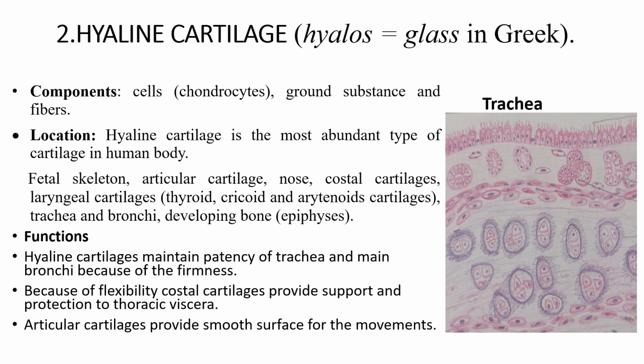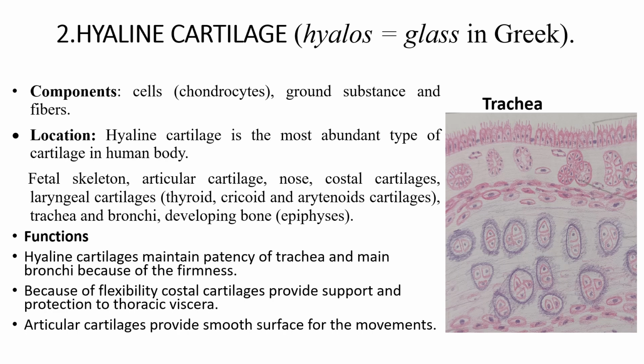Second variety of cartilage is hyaline cartilage. The literal meaning of hyaline, hyalos, is glass-like. So hyaline cartilage appears glass-like because the matrix or the ground substance appears homogeneous. Various types of fibers are laid down in the ground substance, but they are not visible, and thus the ground substance appears homogeneous and it gives a glass-like appearance. That's why it is known as hyaline cartilage.